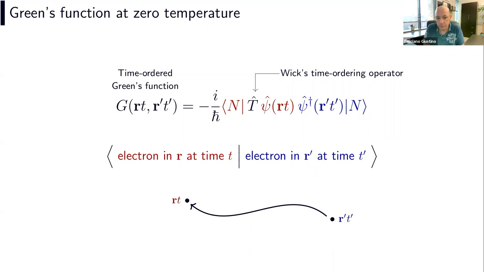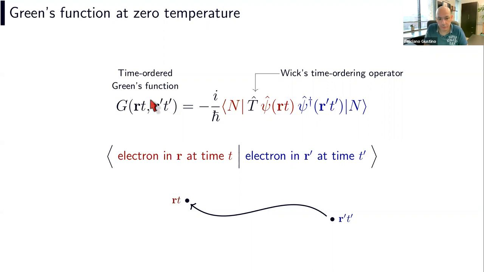For example, one can prove that if you take the Fourier transform in time, so in t minus t prime, and you go into the frequency domain, the poles of this function give you the excitation energies of the system. It means the energy needed to basically add or remove electrons from the system, or electronic excitations and things like that, okay?